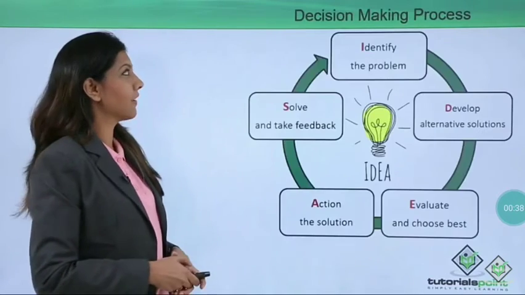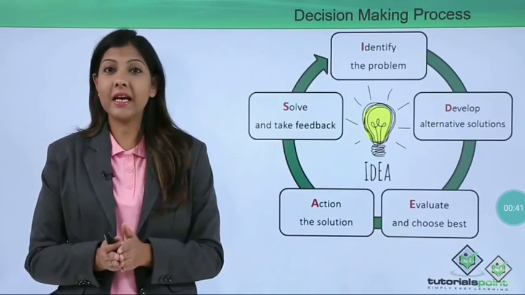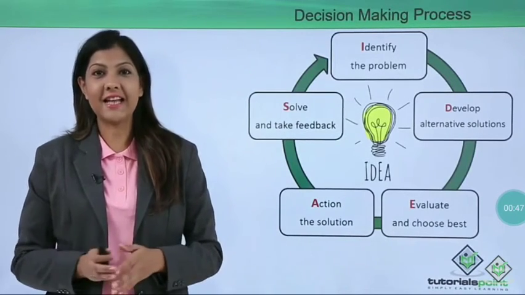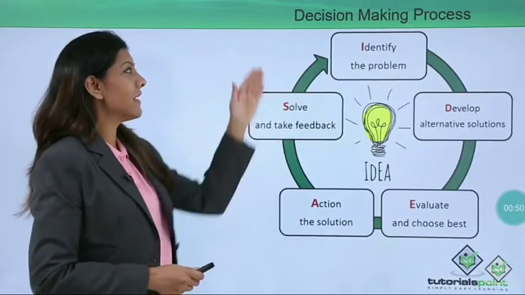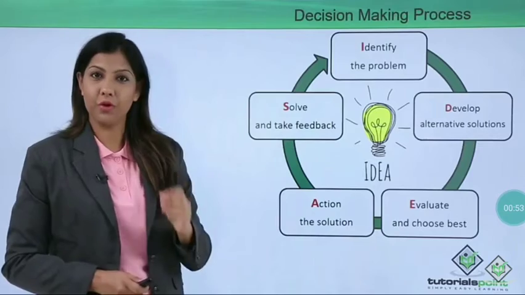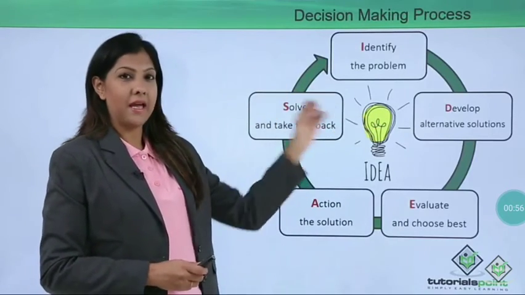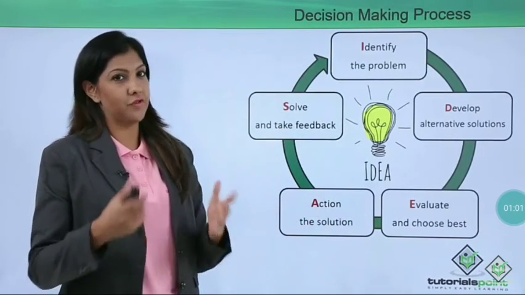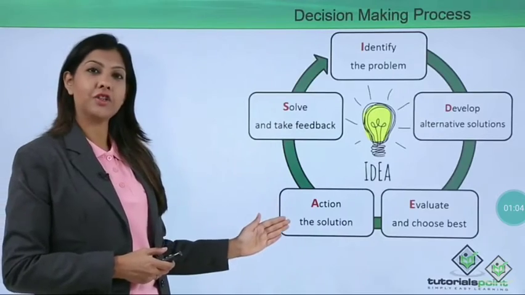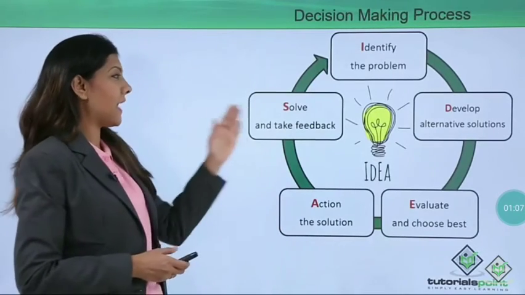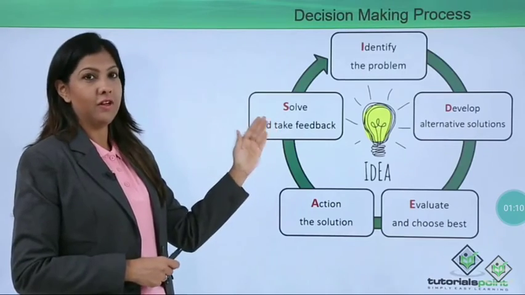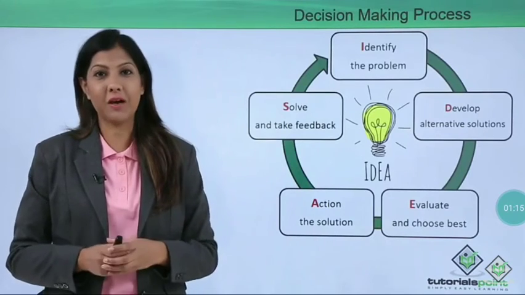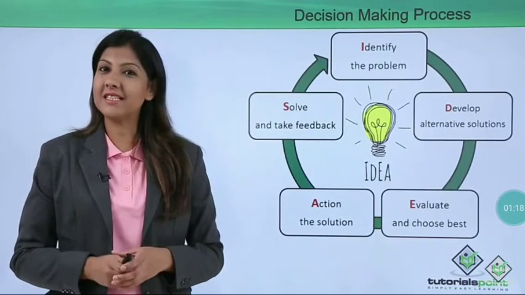Well friends, decision making has an acronym known as IDEAS. Now I, D, E, A and S each stand for a particular thing. I stands for identify the problem, D stands for develop an alternative solution, E stands for evaluate and choose the best from those different alternatives, A stands for action, that is, action the solution, and S stands for solve, which means to take feedback for that particular option or alternative that you have finalized. Now let's take a look at all of these in detail.